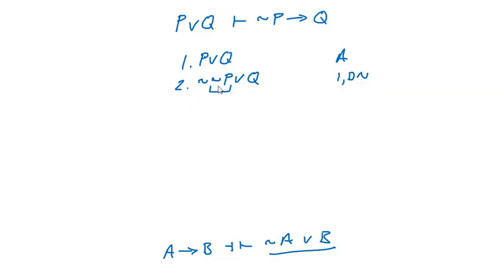Okay, so now not P corresponds to not A. And Q corresponds to B. So since not P is our A, this gives us, by the material implication equivalence, if not P, then Q, right? So just in 2 steps, 2 material implication.